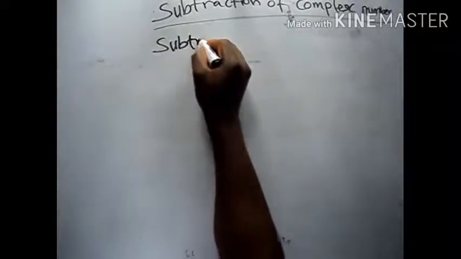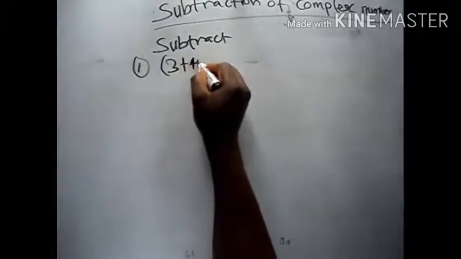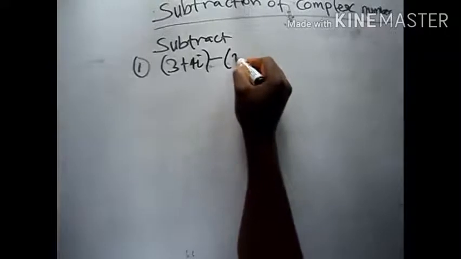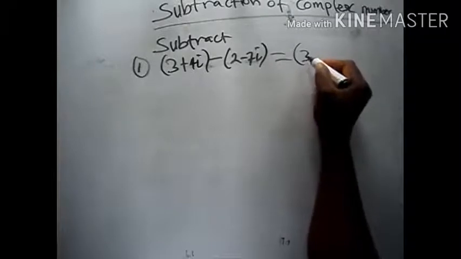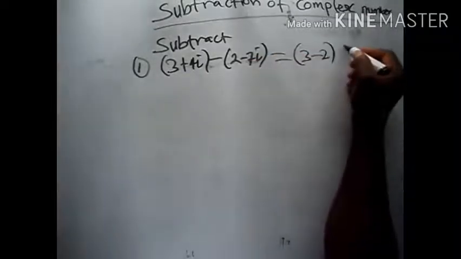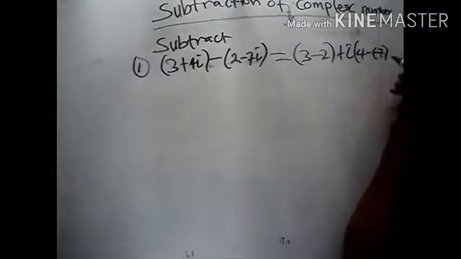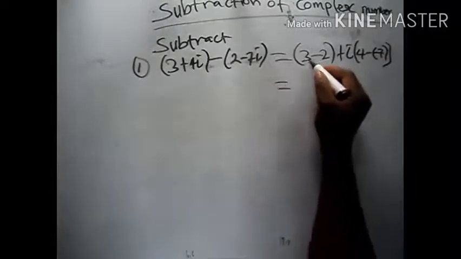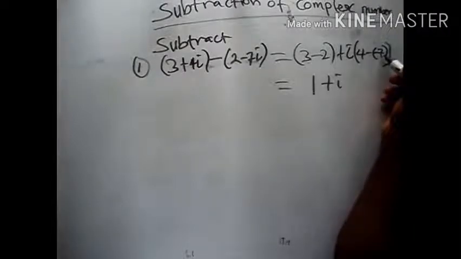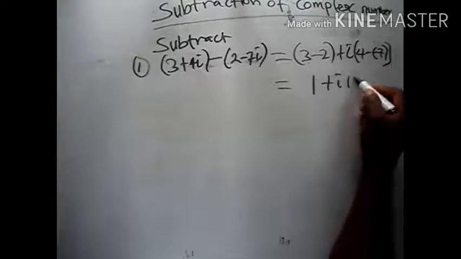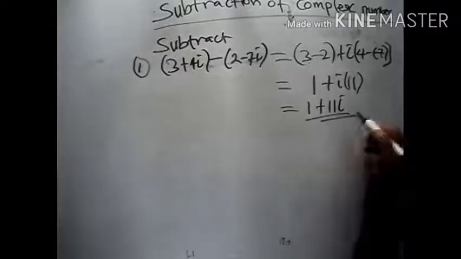So now let's do some worked examples. Subtract. Question 1: (3 plus 4i) minus (2 minus 7i). Let's use the first method, and we have (3 minus 2) plus i(4 minus minus 7). So we have 3 minus 2, we have 1 plus i, minus times minus changes to plus, and 7 plus 4, we have 11. So we have 1 plus 11i. This is the answer here.